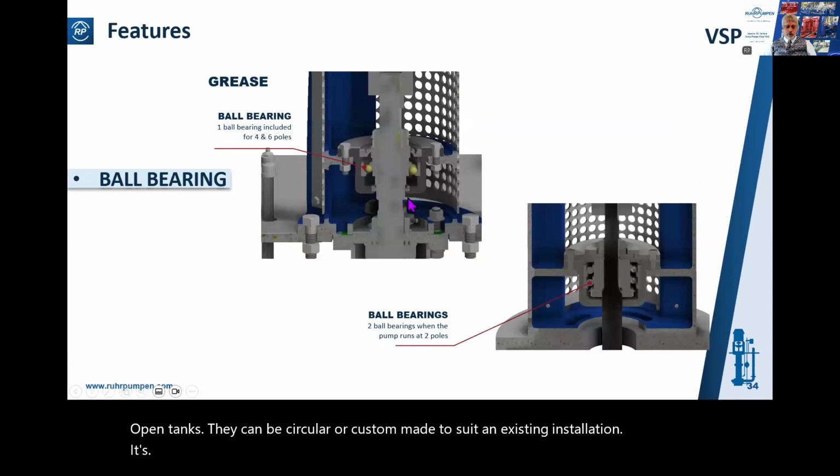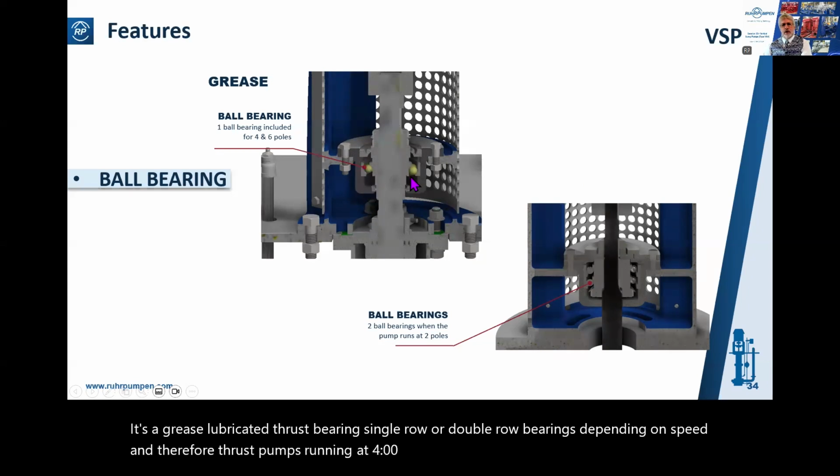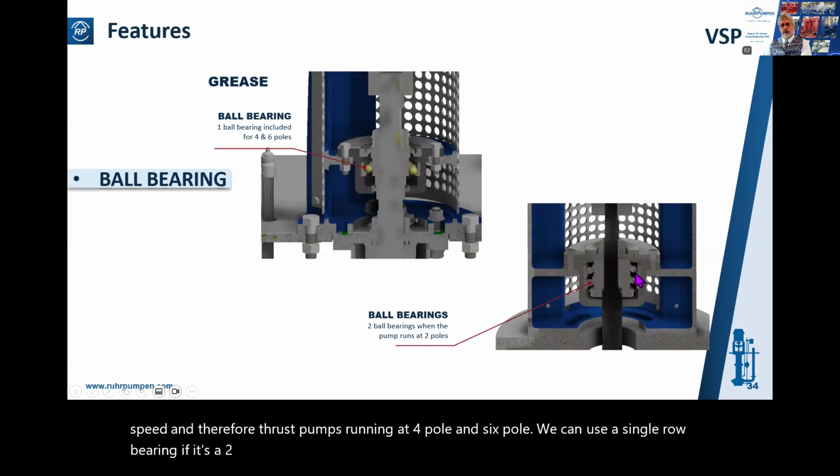It's a grease lubricated thrust bearing, single row or double row bearings, depending on speed and therefore thrust. Pumps running at 4-pole and 6-pole, we can use a single row bearing. If it's a 2-pole, we need a double row bearing to handle the thrust.